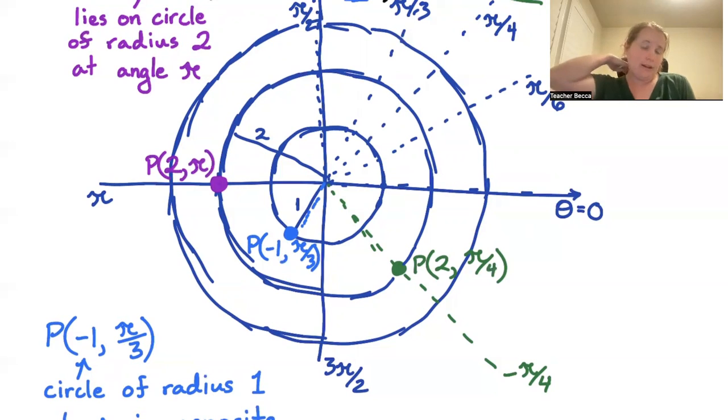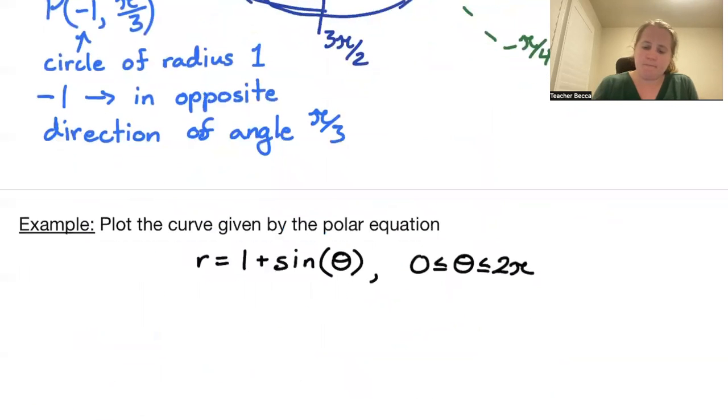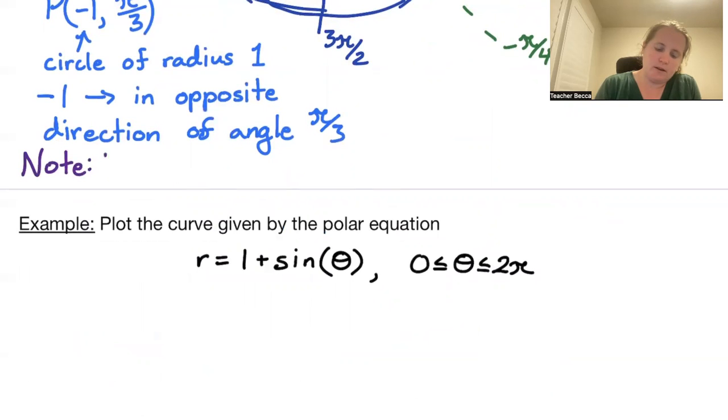Now note that P of -1, pi over 3 could also be P of 1, 4 pi over 3. So polar coordinates are not unique. Multiple different coordinates can yield the same position on the coordinate system. So just note, polar coordinates are not unique.